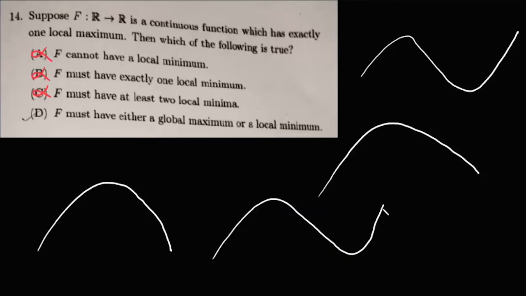Now the C is also incorrect. F must have at least 2 local minima. It may not have a minima at all. And, F must either have a global maximum or a local minimum. Now if this is the first case, then it will have a global maximum, or it is a continuous function which can have a local minima. And this function need not be differentiable. So the only correct option here is this option D.